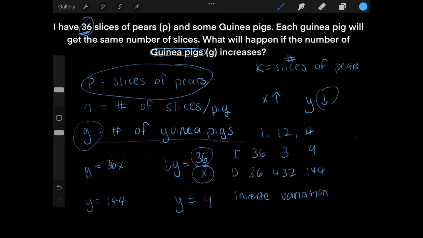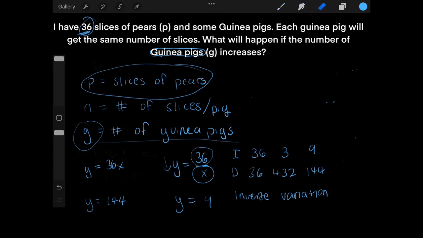Okay, so now we know that this problem has to do with inverse variation. Let's solve one more part. How many slices of pear will each guinea pig get if I have 2 guinea pigs? Well, now that we know it's inverse variation, we can write our formula up here. Y equals 36 over, and the number of guinea pigs is 2.